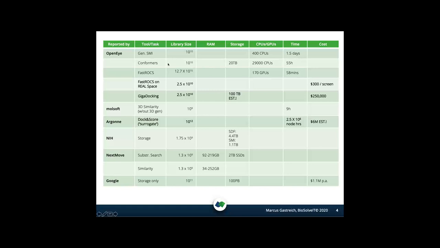And then you don't even have 3D yet, but you would have to generate conformers. These conformers, evidently also 10 to the 10th, need storage. And the storage is 20 terabytes that they needed on 29,000 CPUs, still requiring 55 hours of computation time. So this is an enormous effort.